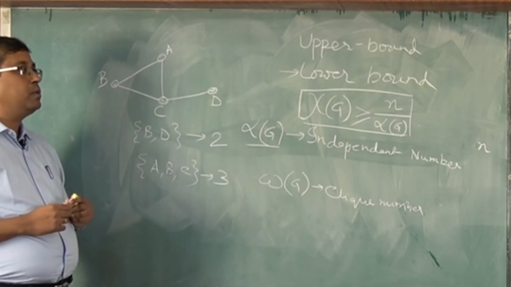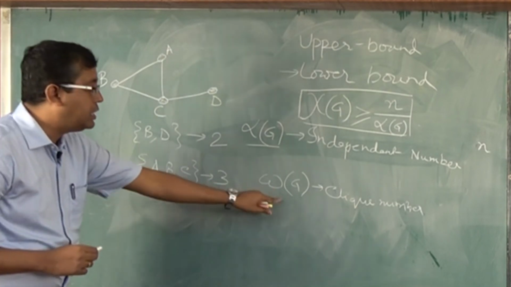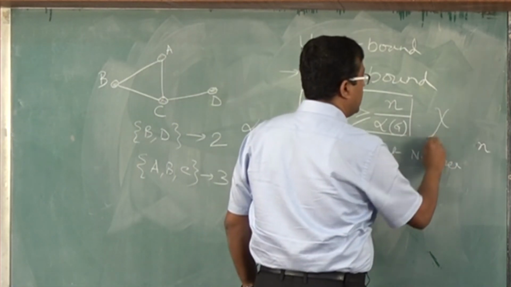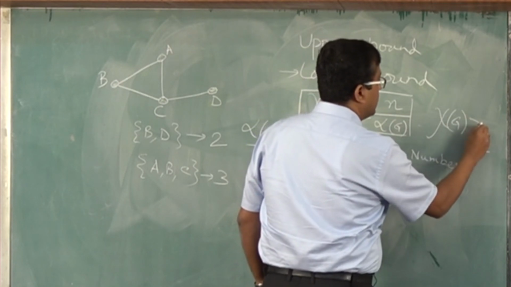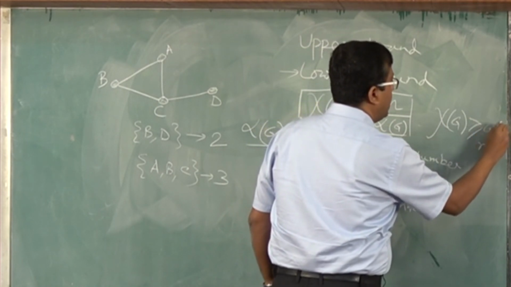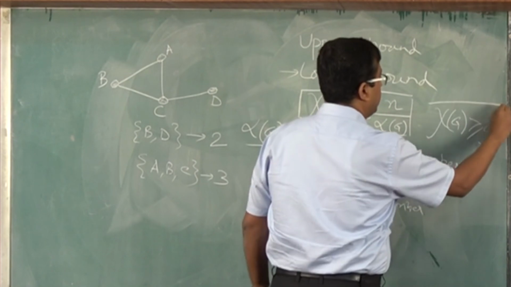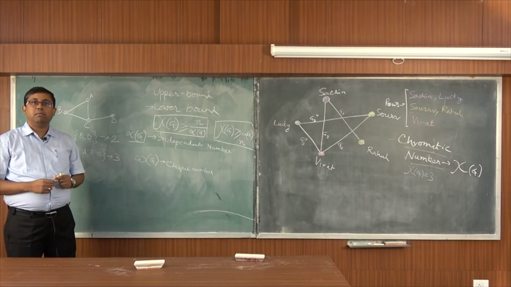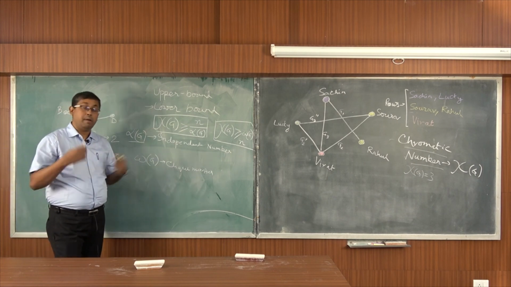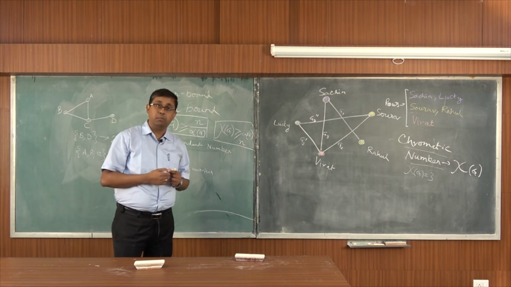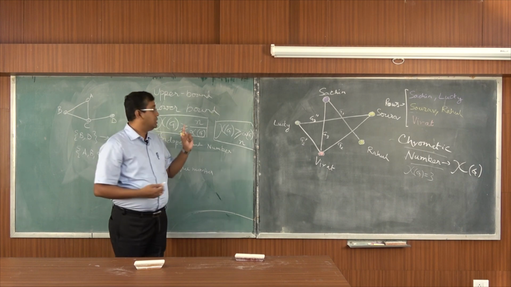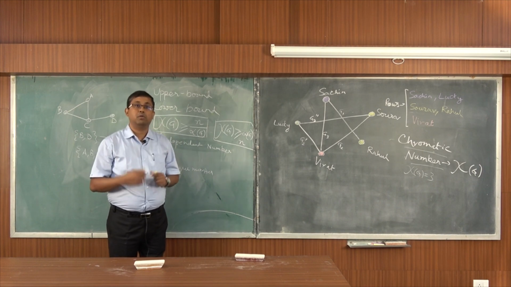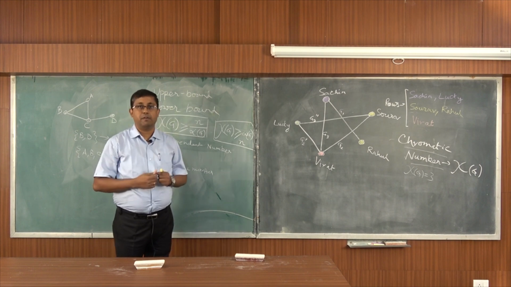What's the next theorem? When we have a clique number, omega G, the chromatic number chi G is greater than or equal to omega G. That's the second theorem. We can use these theorems, and we will see that when we solve problems, to find out the chromatic number for general graphs.